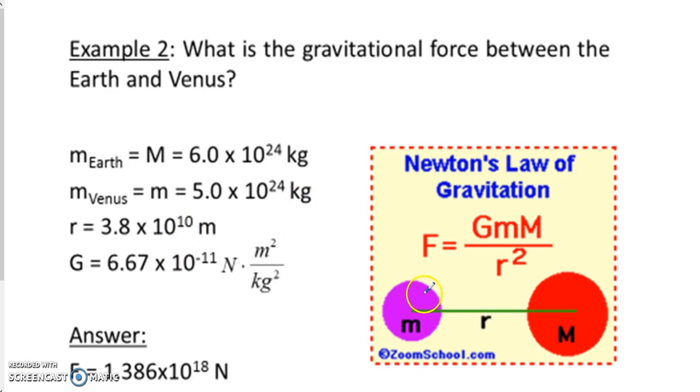Okay, so same idea. We had the mass of Earth, which was this one. We had the mass of Venus, which was this one. And all we do is plug in the numbers. And it leaves us with a number 1.386 times 10 to the 18 newtons.